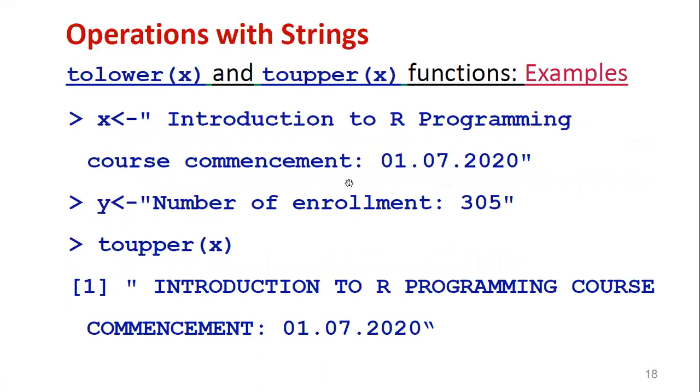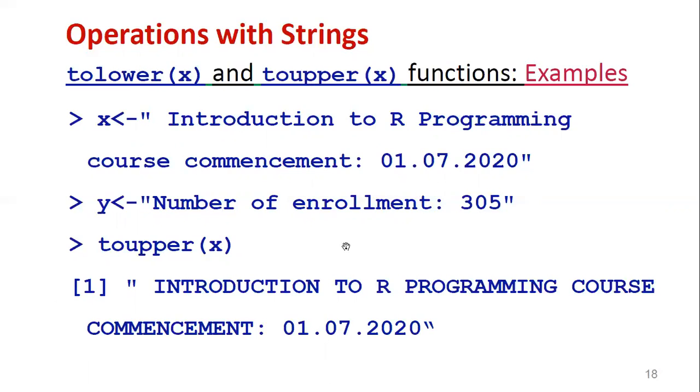Now see the examples. First, we are taking the same vector X, "Introduction to R programming", and Y equal to "number of enrollment". Whenever you use toupper, whatever the string is, all characters will be converted into uppercase letters. If it is tolower, in any case, it will be converted into all lowercase letters, only characters. Now whenever you use toupper of X, what X contains is "Introduction to R programming"; here you can see only the I in introduction is uppercase, R is uppercase, P in programming is uppercase, and the rest are lowercase.